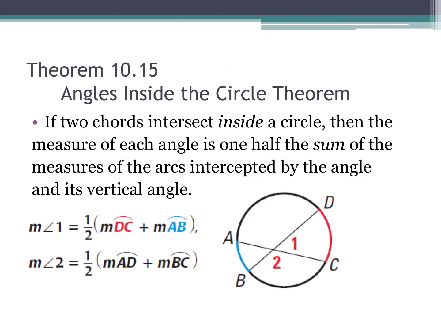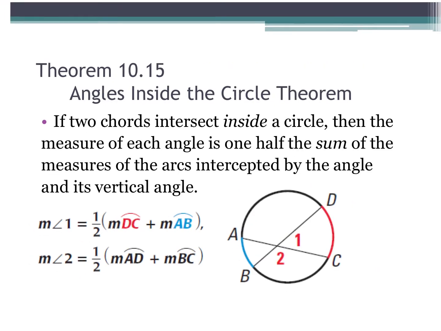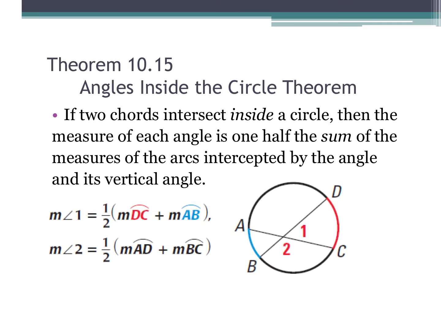The next theorem is called angles inside the circle theorem. Now, I actually made up my own name for this one. I call this one the floating angles theorem because it sort of looks like these angles are floating inside the circle. So the name I've given it is floating angles, when my angles look like they're floating.